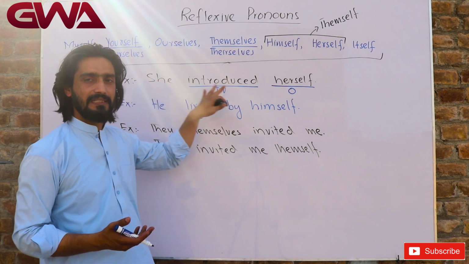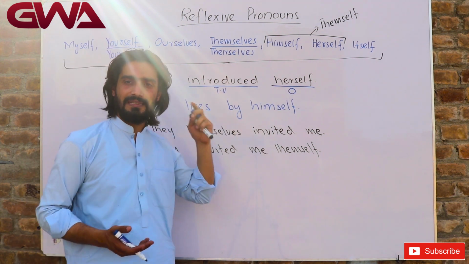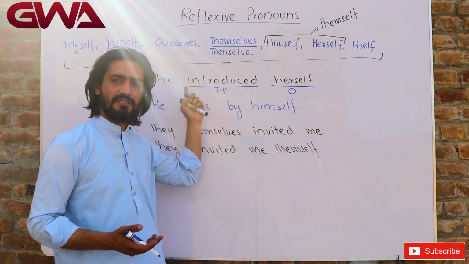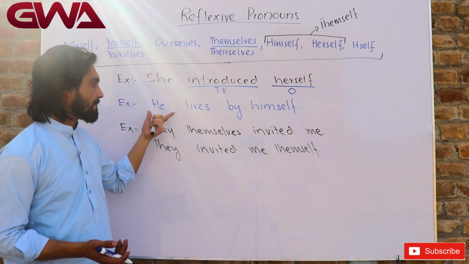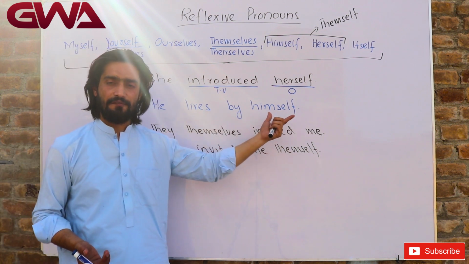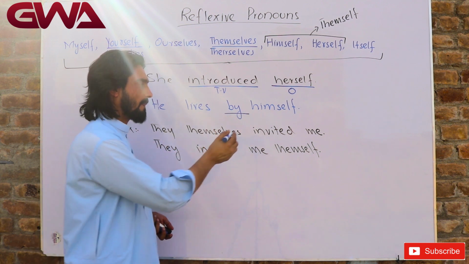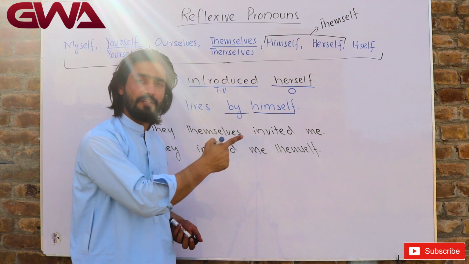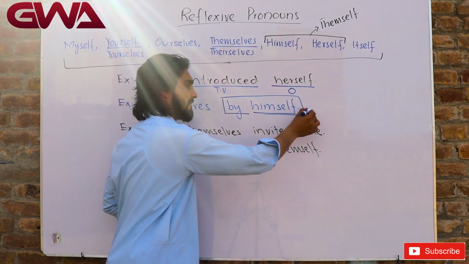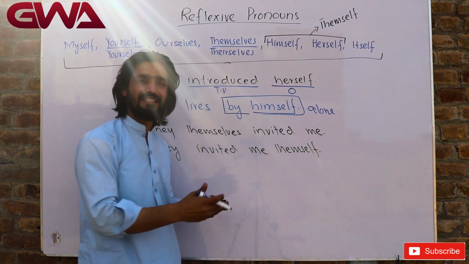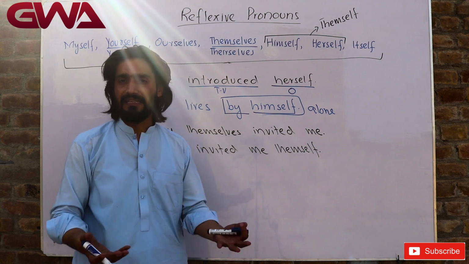Now here, she introduced herself, means there is only one person in this sentence. The subject and the object are the same person. Number 2, he lives by himself. Now here, I have used the preposition by, and after that, the reflexive pronoun. So it means that he lives alone. He does not live with someone else, or no one else lives with him. He is alone.